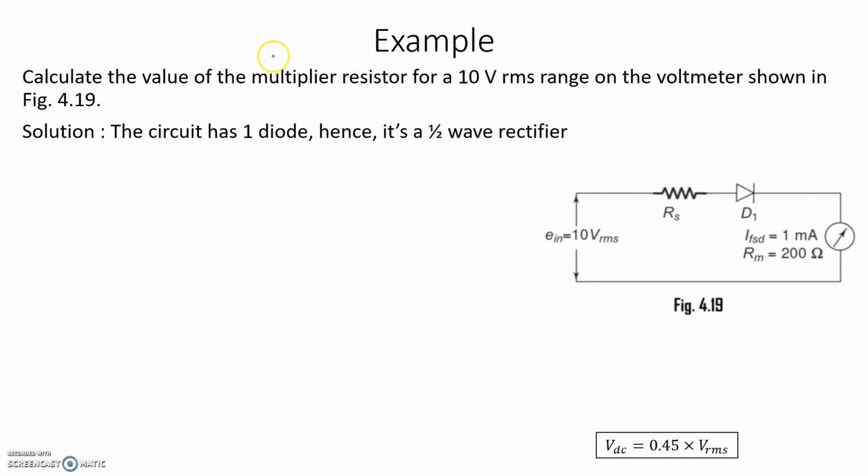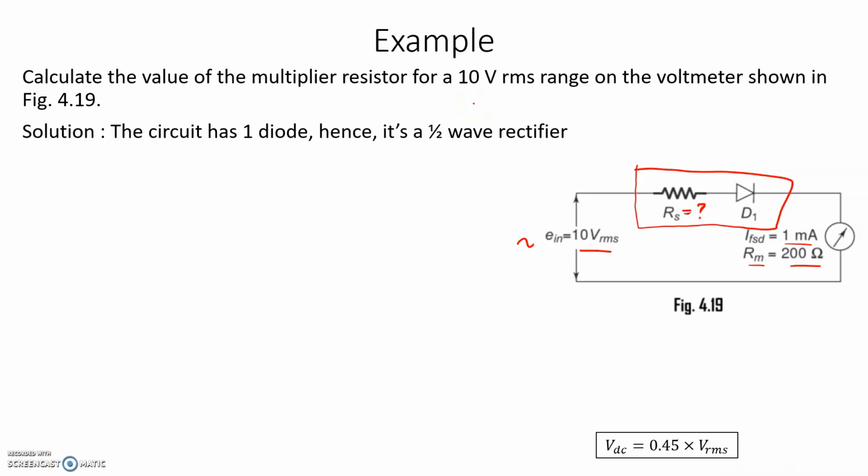Now let's do one example. Let's say you are given this circuit here. You have an input AC voltage with a 10 volt RMS voltage, and you connect it to a half-wave rectifier circuit. You connect the half-wave rectifier circuit to a DC PMMC meter, which has a full scale deflection current of 1 milliamp and an internal resistance of 200 ohm. The question is to calculate the multiplier resistor RS of the meter.